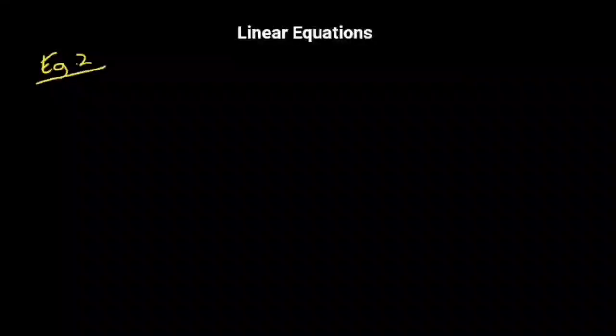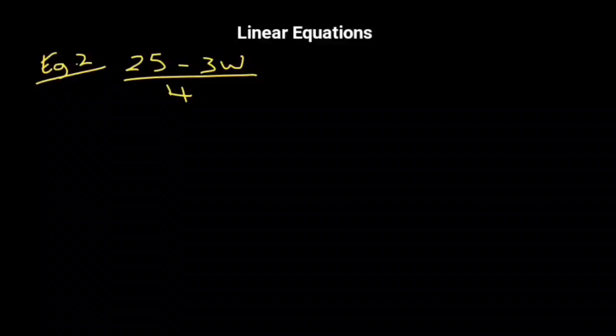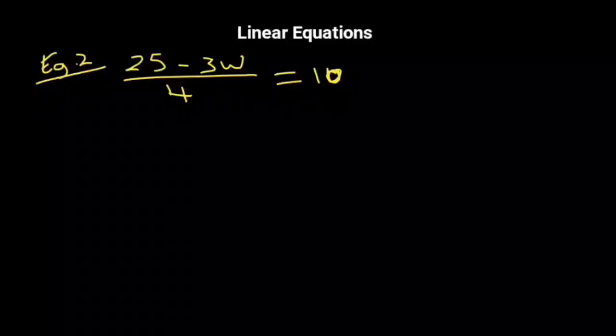We will now look at our second example. We have 25 minus 3w divided by 4 equal to 10. So we now need to simplify this equation to find the value of w.